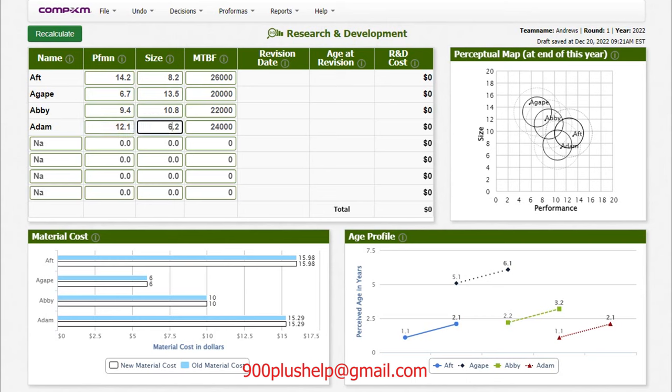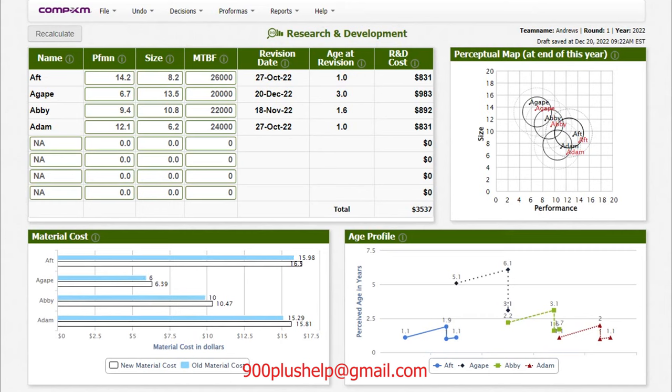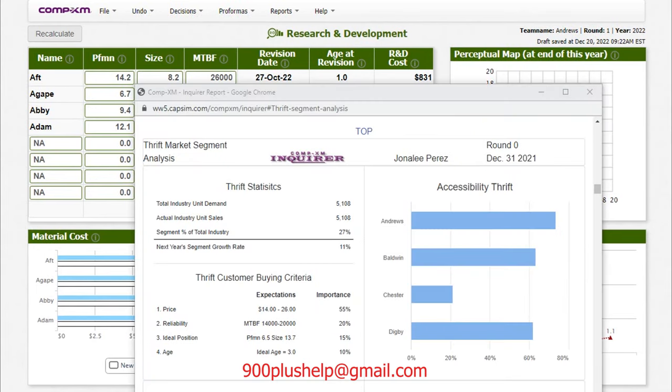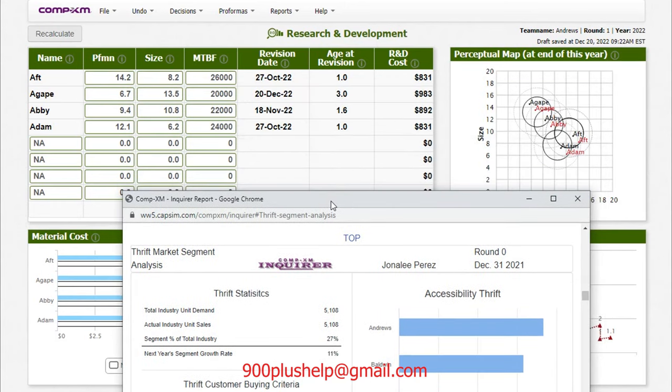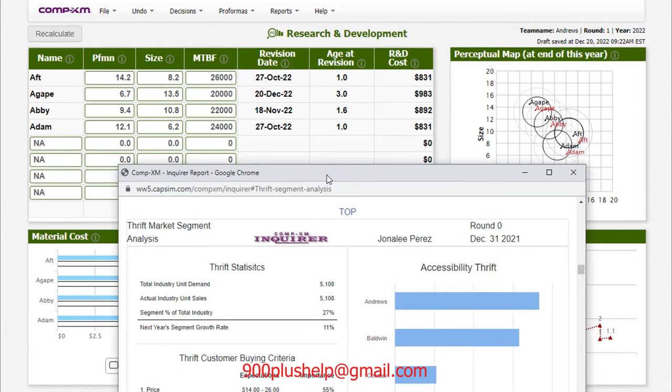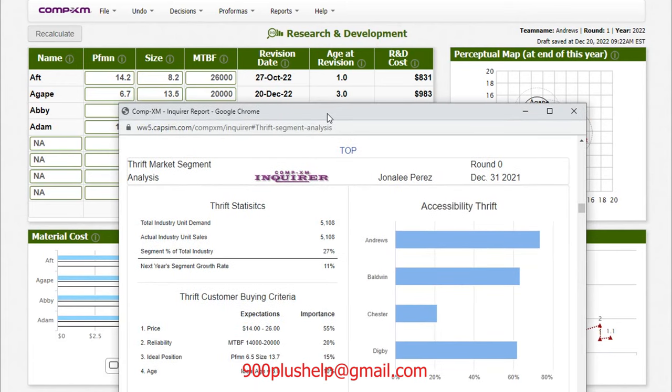So I know you are wondering where we are getting these values. These values are informed by the market segment specific needs. In each segment, for example, in thrift, we can see the price is the most important thing. So this is one thing that we consider mostly. And also the second thing that is most important is the reliability. As you can see here, our thrift product is Agape. We are giving customers the maximum, which is 20,000. When you do this, you are sure that you'll get the largest share of this 20%. And also when you give the best price, you'll also get the highest percentage of this 55%.